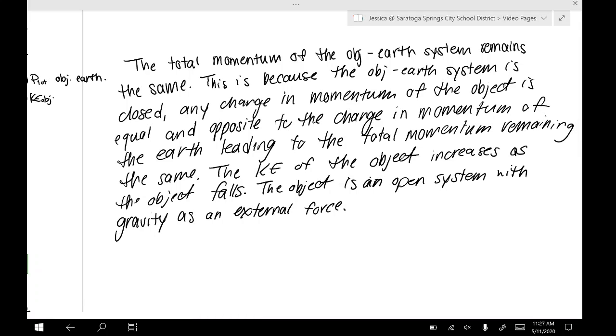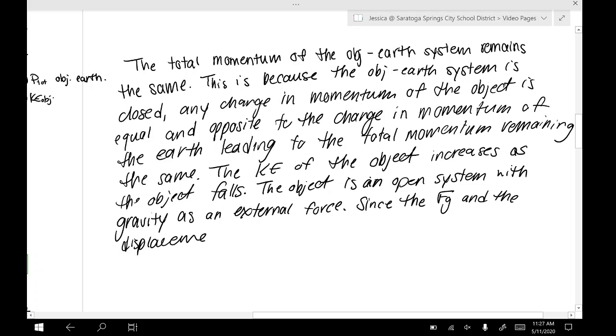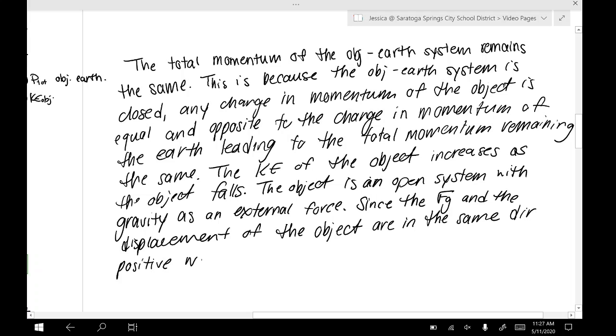So let's talk about some work. Since the force of gravity and the displacement of the object are in the same direction, so F_G points down, the object is moving down, positive work is done, increasing the kinetic energy of the object.